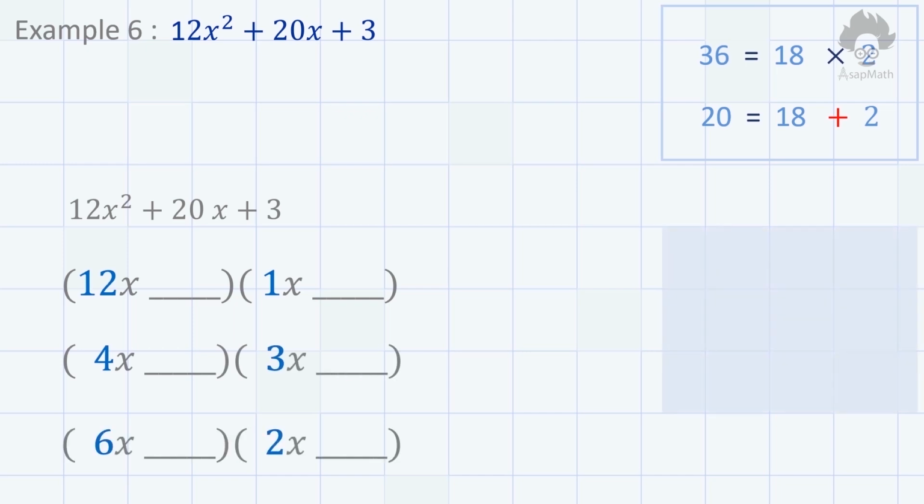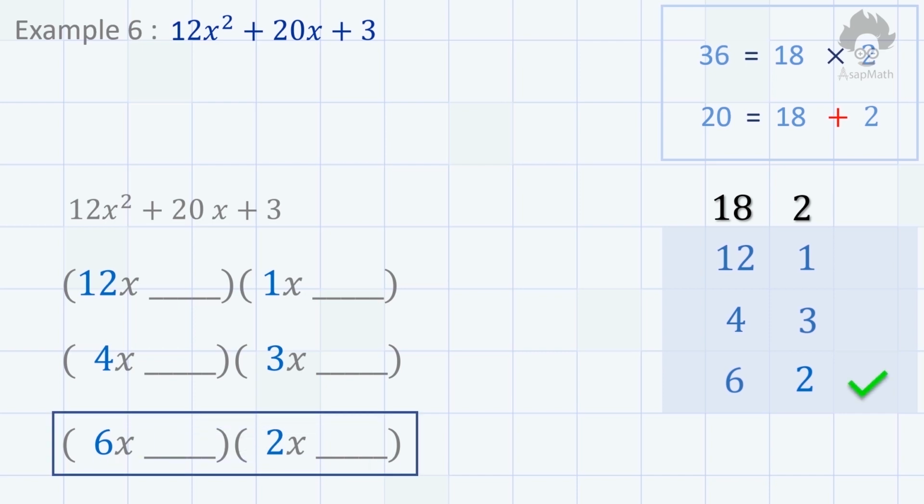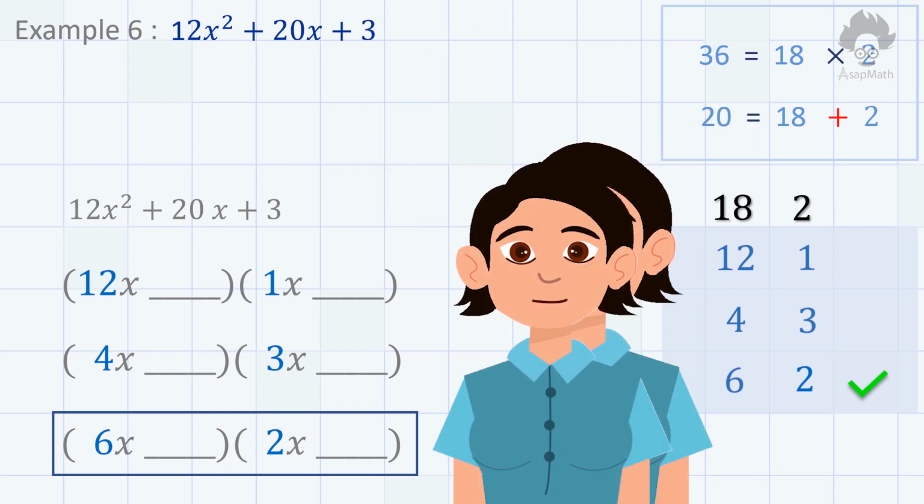After figuring out the 3 possible ways, we can get the coefficients of the linear expressions as 12 and 1, 4 and 3, 6 and 2. From these sets, we have to get 18 and 2. So, it is pretty easy. We have to select set 3 because 6 times 3 is 18 and 2 times 1 is 2. Try to figure out this example.